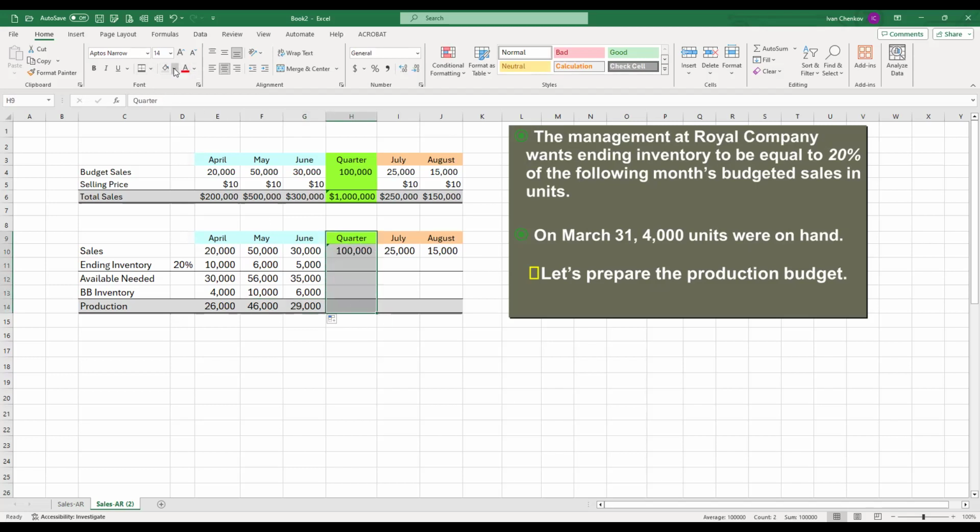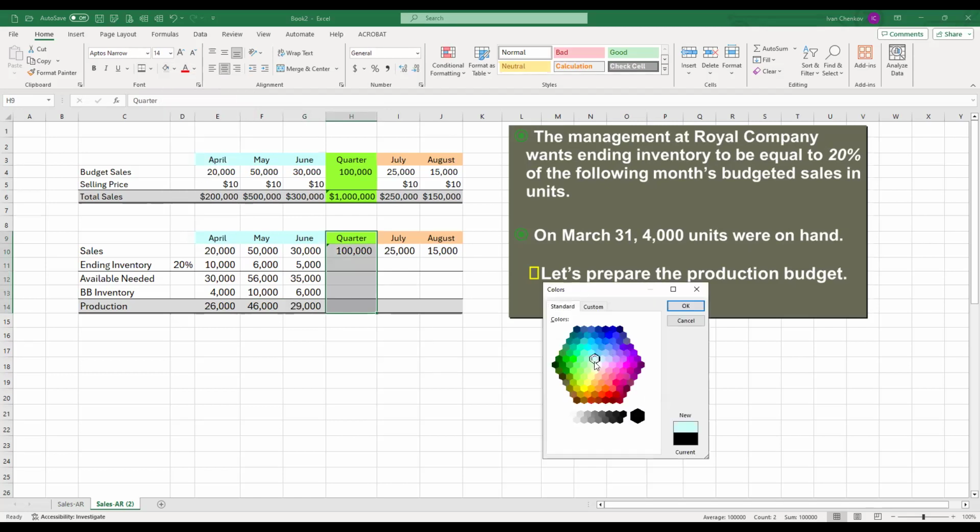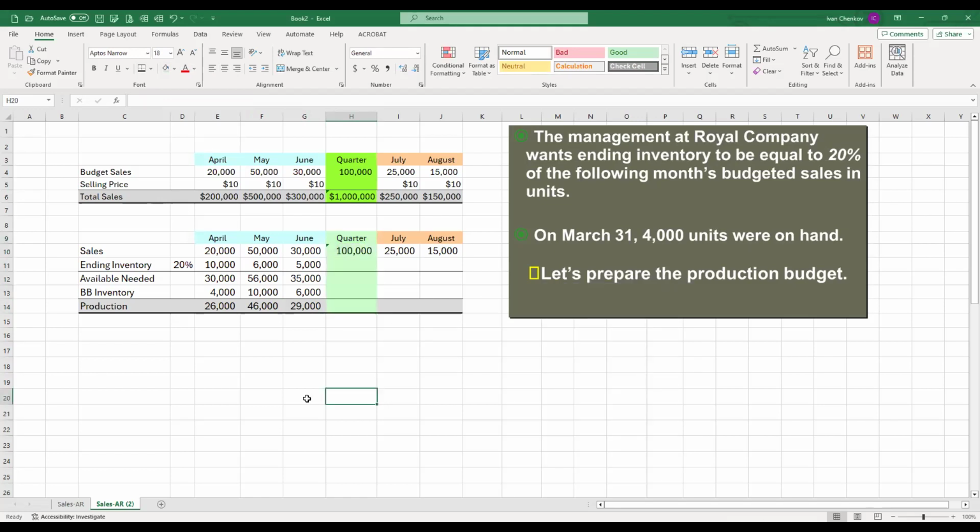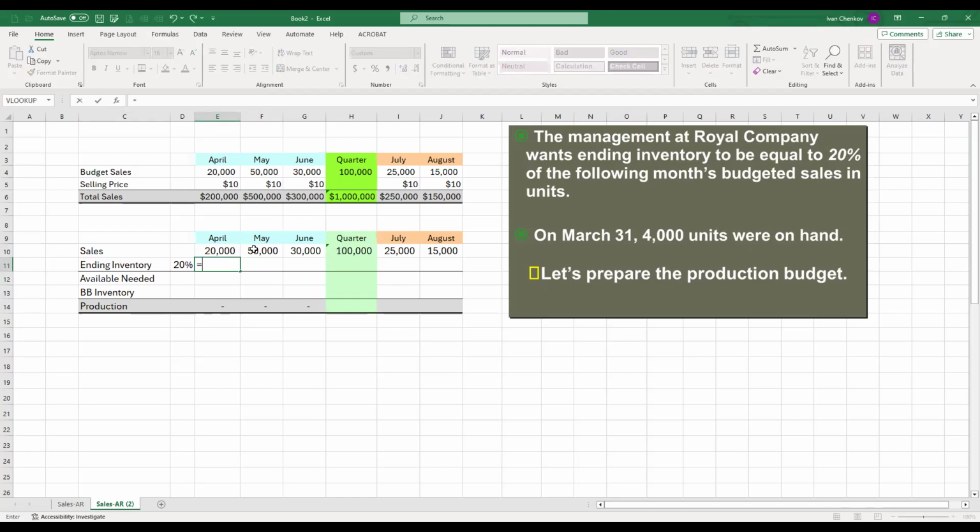Can you simplify that a bit more? Like, how did you get to 29,000? Okay, so in April I need to sell 20,000, correct? Yeah, that's right. But I also need to have 20% of the next month's sales. How much is 20% of the next month's sales? 20% times 50,000.